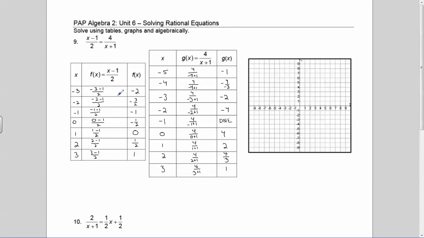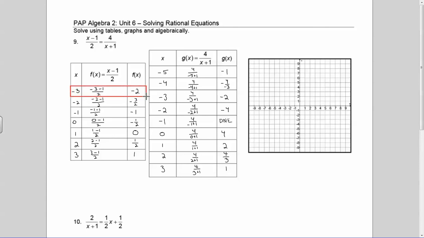And what you want to find on the table are any places where the x and y values are the same. So let's look through these. We've got a -3 and a -2. Do we have that over here? Yes, -3, -2. If you look through these, you'll see that none of these exist on the other table until we get to 3 and 1. That occurs over here on the right as well.